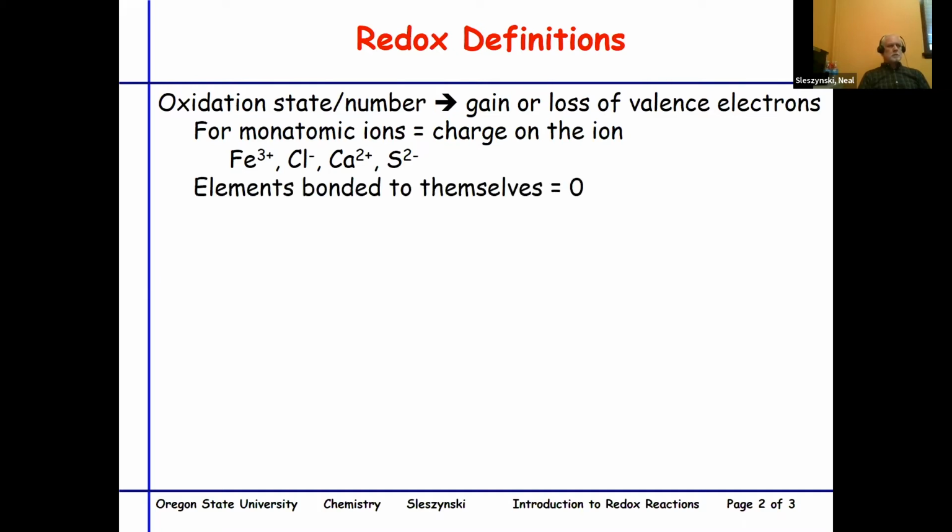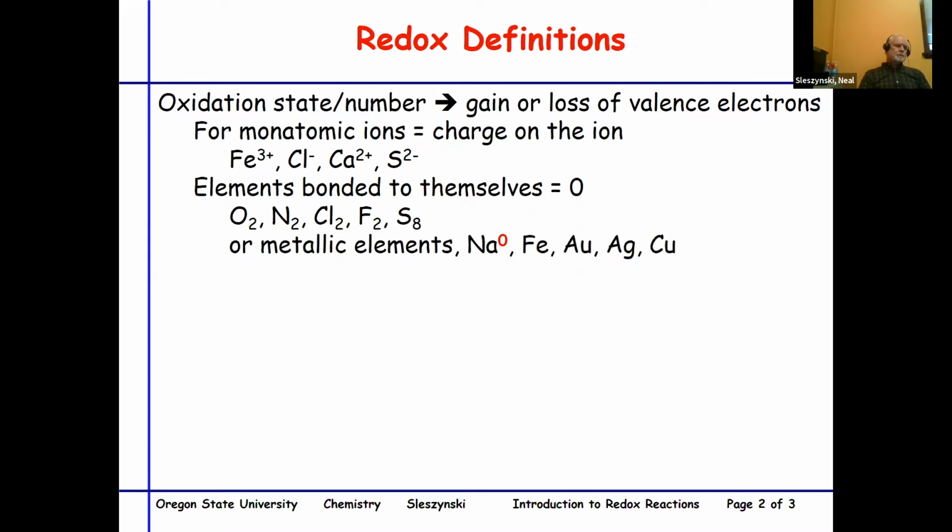Elements that are bonded to themselves by definition have an oxidation state of 0. So in O2, oxygen has an oxidation state of 0. N2, nitrogen has an oxidation state of 0, and so on for these atoms bonded to themselves. Similarly, metallic elements have an oxidation state of 0. Occasionally, we will put a 0 as a superscript where we would normally put the charge for an ion, but not always. So Fe written with no plus charge on it means Fe0, oxidation state of 0.